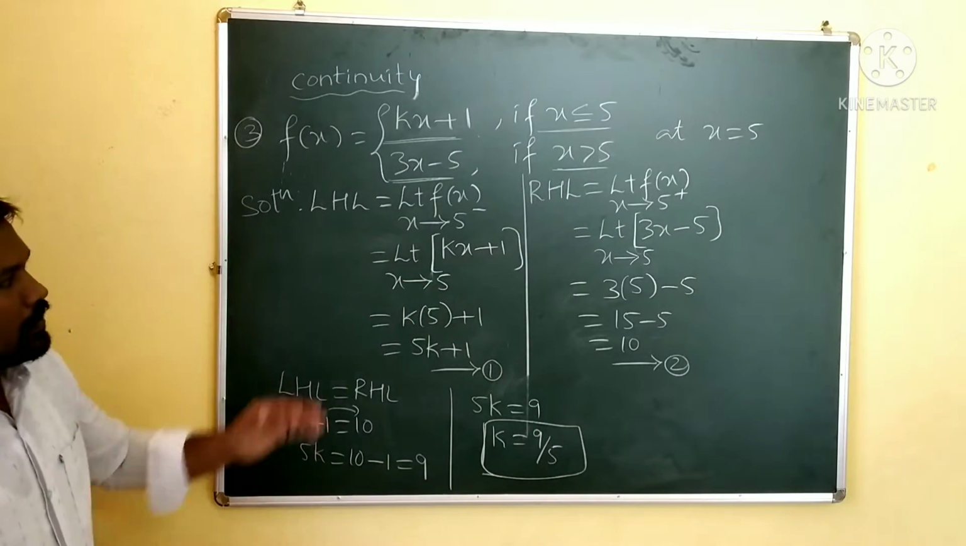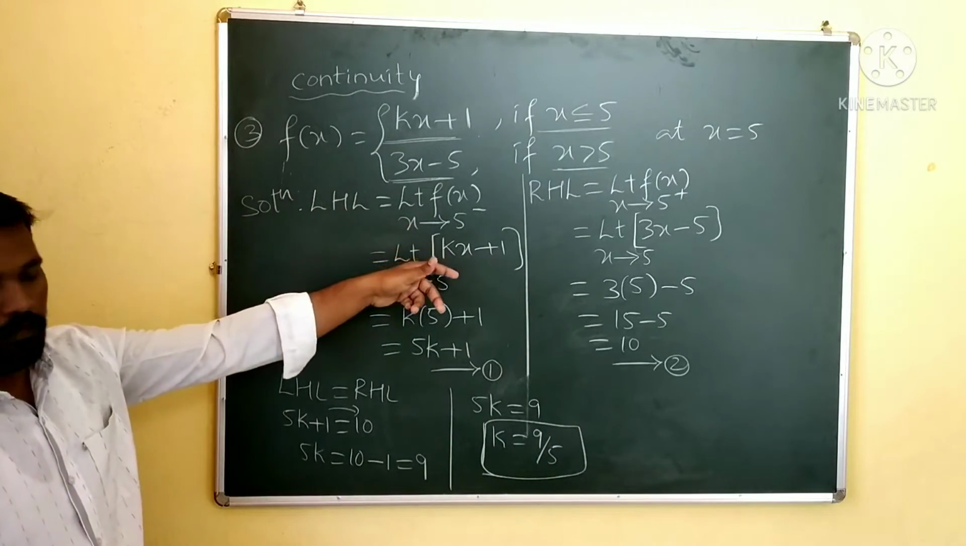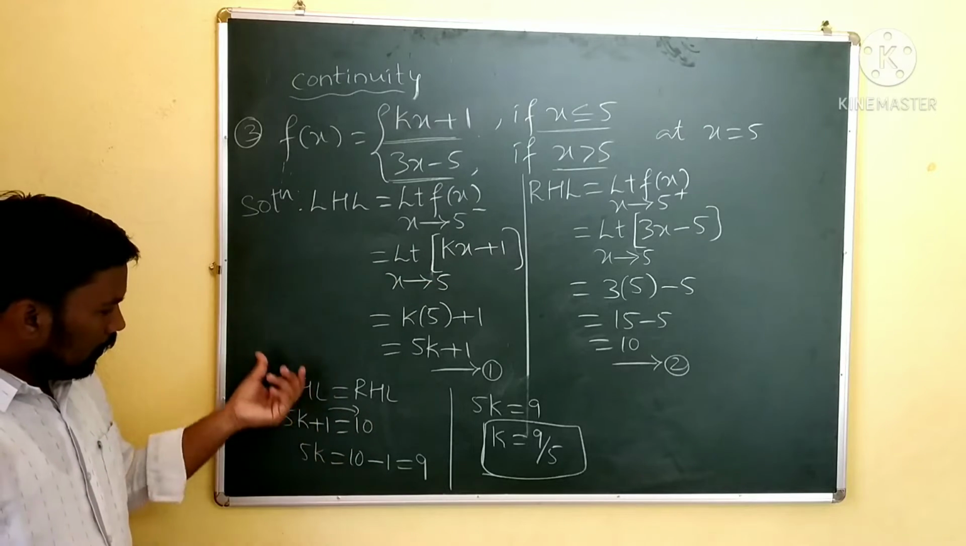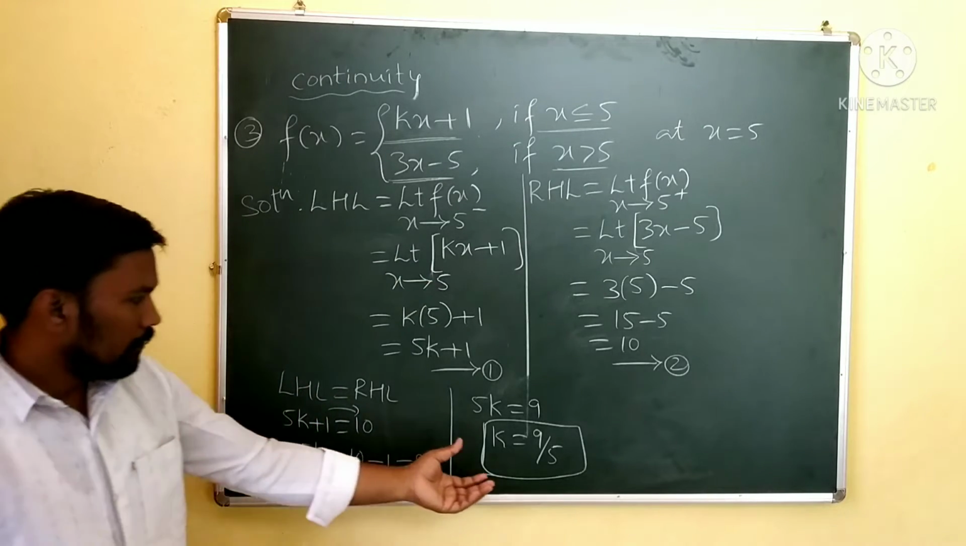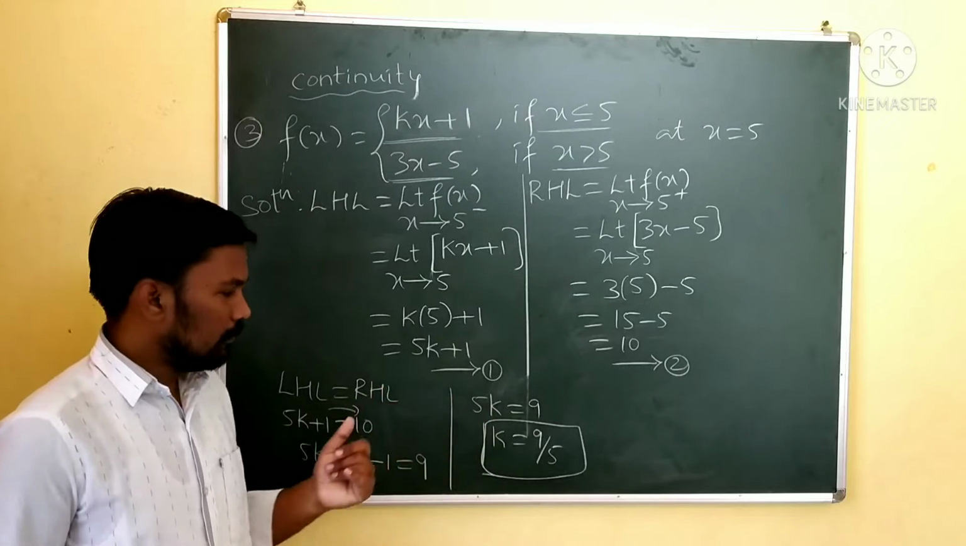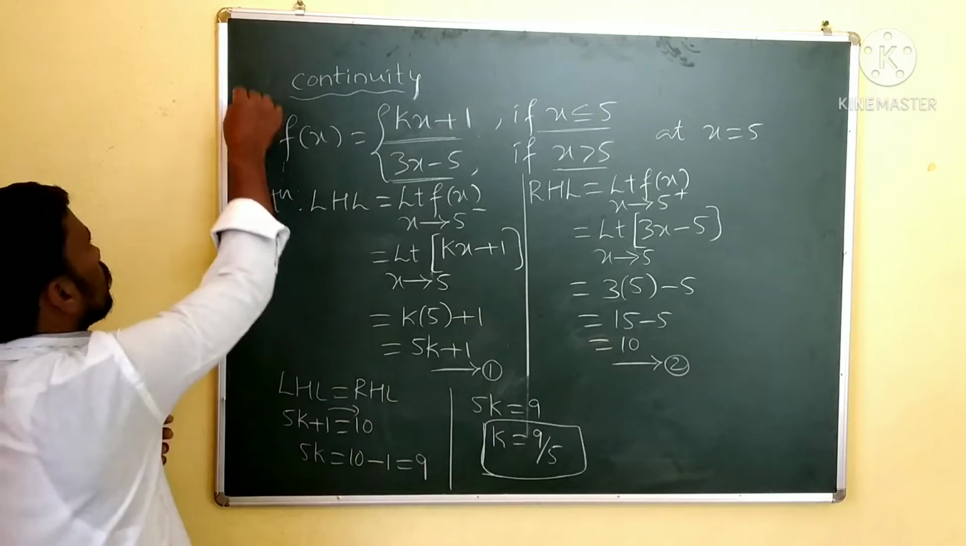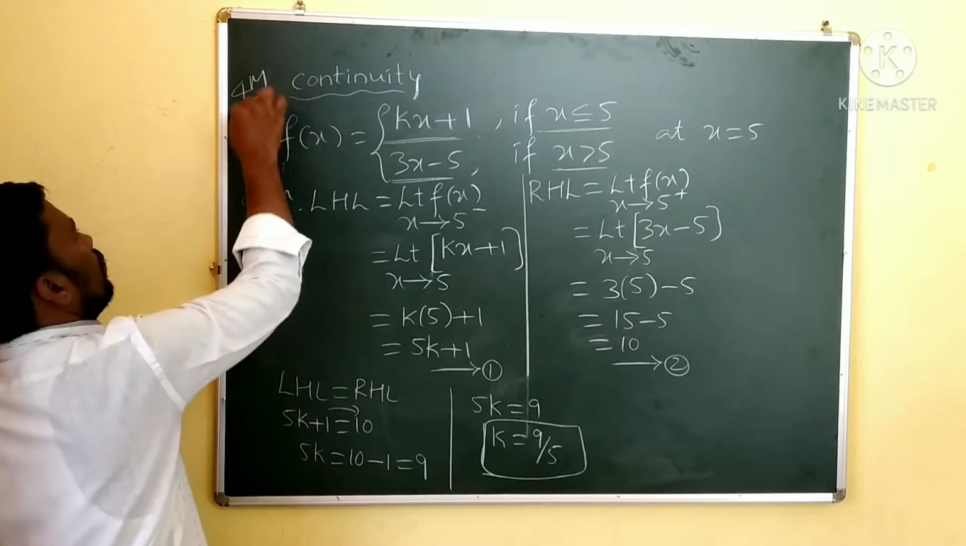Simple. Just calculate the right hand limit value and left hand limit value and equate both the values, and after simplifying that equation we will have the value of k, 9 by 5. Again, these are 4 mark questions only, very important. Find the value of k.